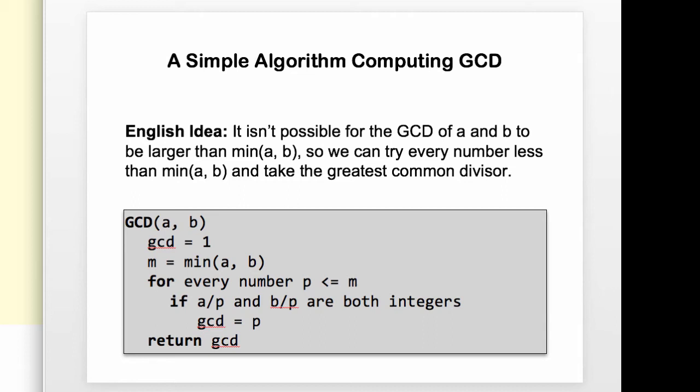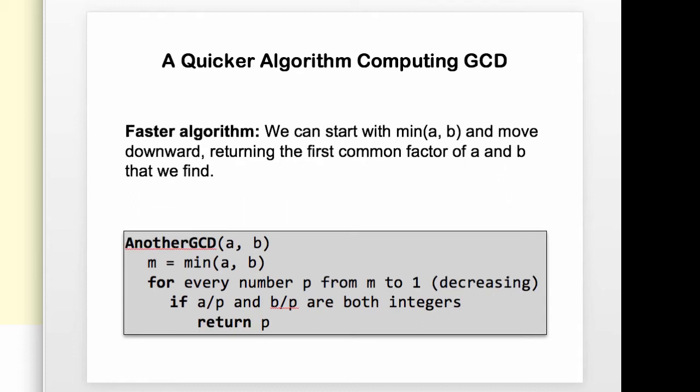All right. Another idea that we could have would be to note that if we start with the minimum of a and b, we don't need to necessarily go from 1 up to the minimum. So we could start at the minimum and then move downward and simply return the first common divisor of a and b that we find. The first one that we find when we go from the minimum of a and b downward has to be the greatest common divisor.